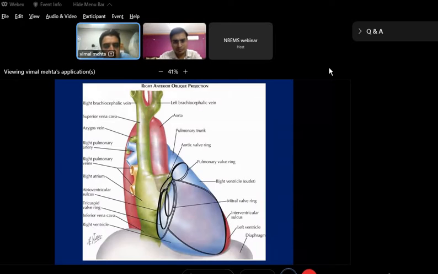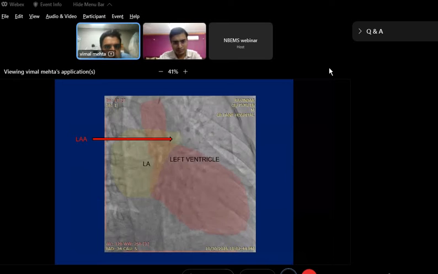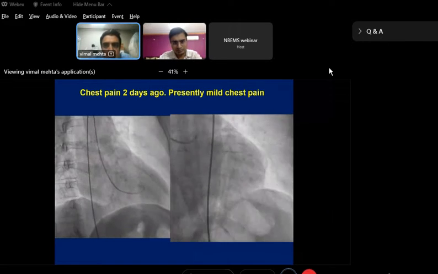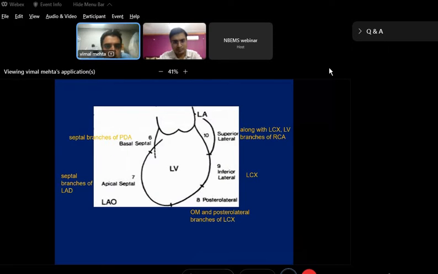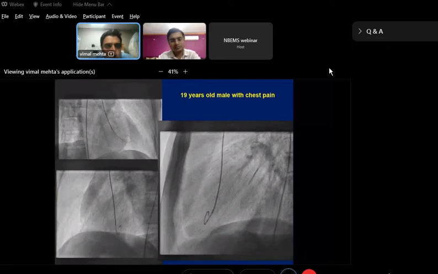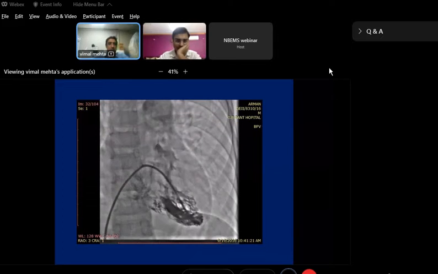And this thing, and then we of course have the left anterior oblique view, which we cannot see at this point of time. Nevertheless, we'll go to today's case. These are the left ones we left.